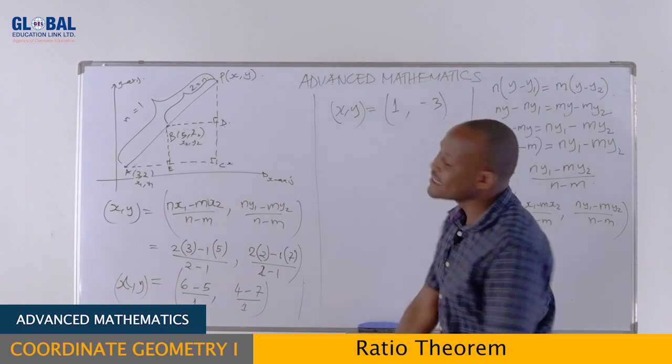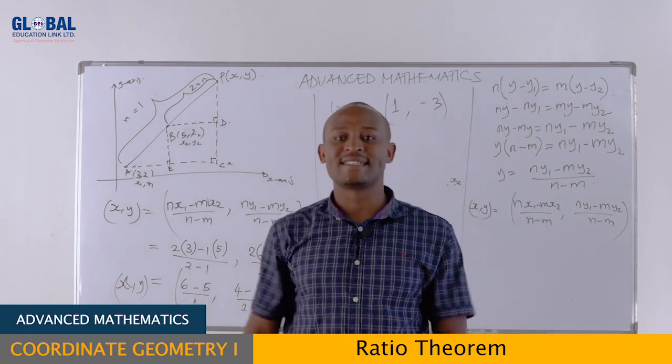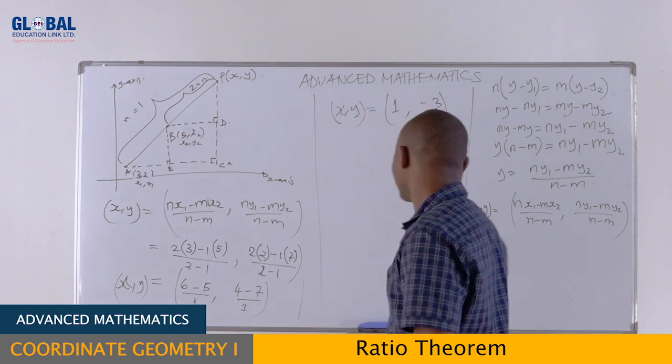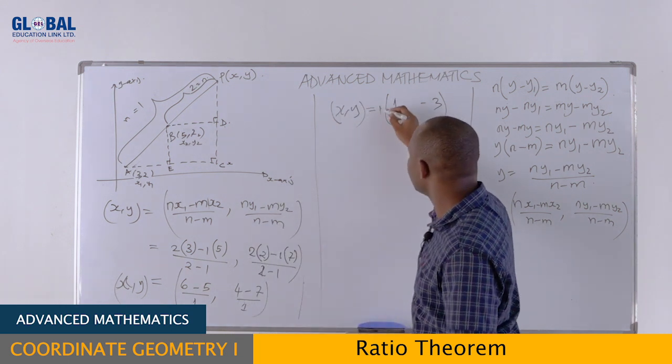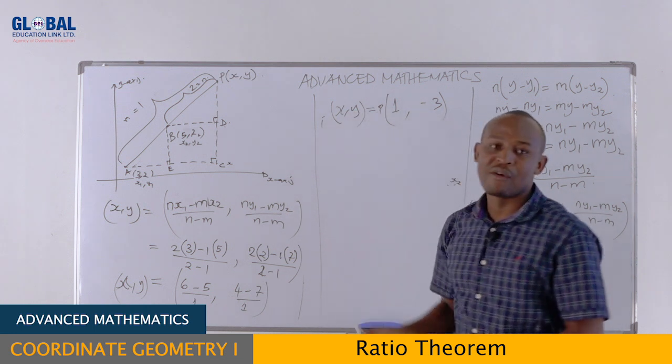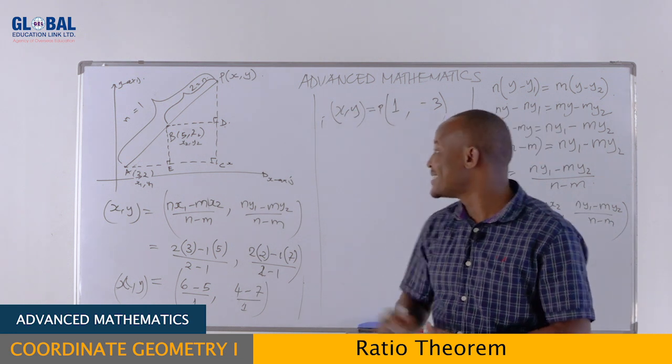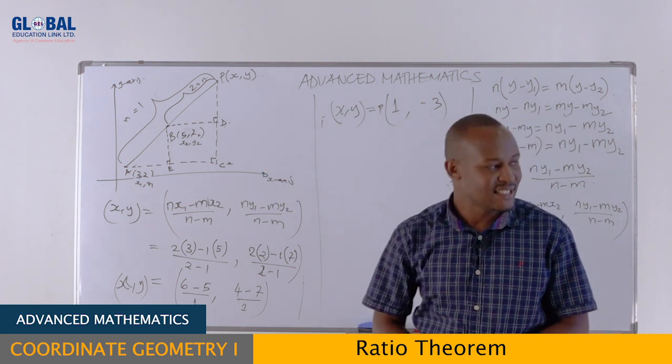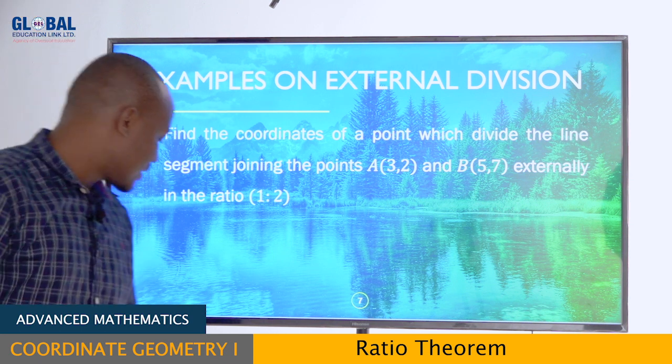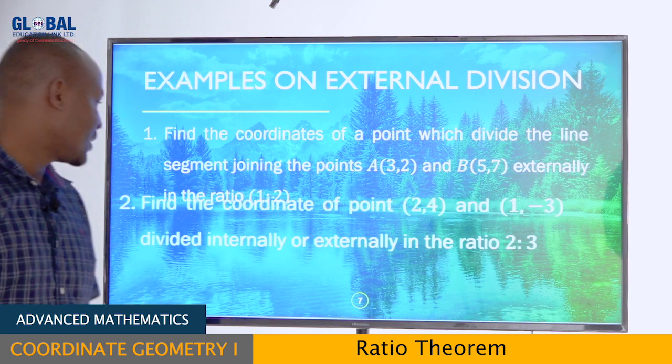So this is the point that divides a line externally. That means we can call this P, and that will be our point that divides that line segment externally. Let's see the next example, or I can leave it as an assignment.